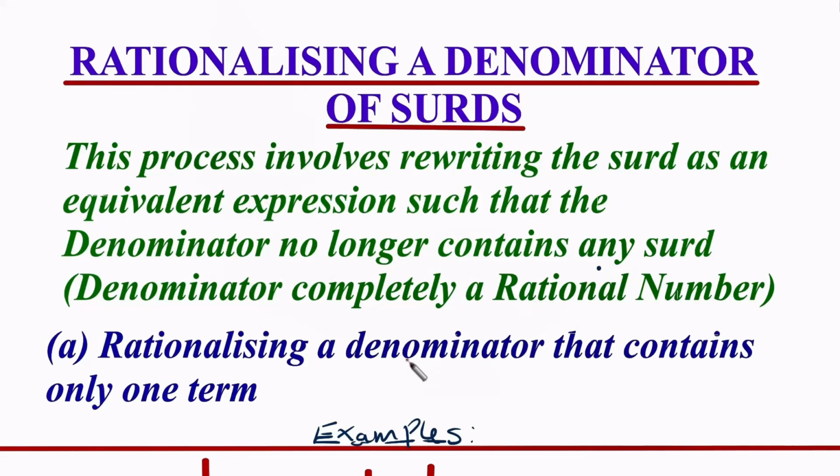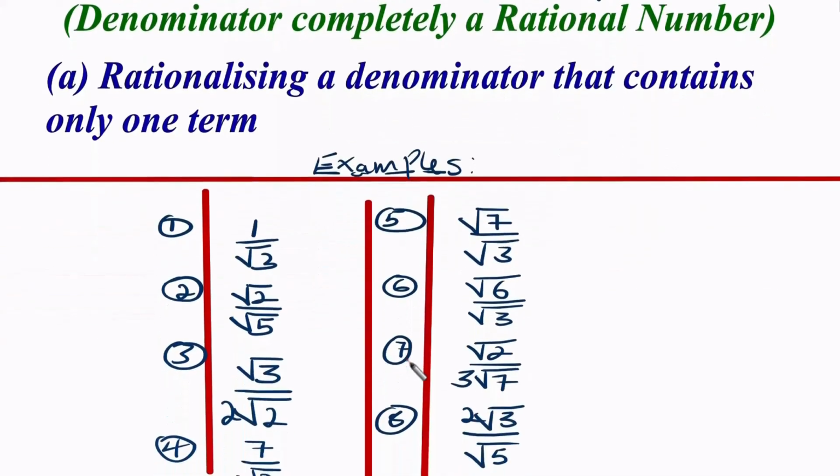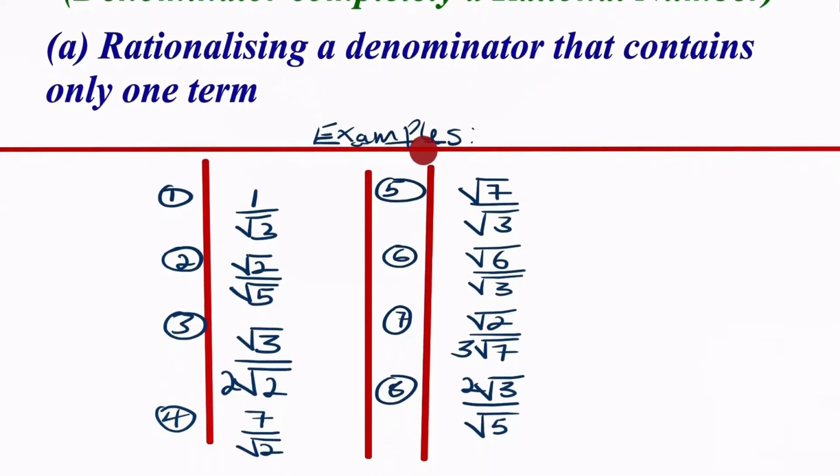We have part A. We are going to talk of rationalizing a denominator that contains only one term. As you can see below, we have our examples, from number 1 to number 8. As usual, I'm going to take you through the odd numbers. That means we are going to go through number 1, number 3, number 5, and then number 7. The rest are yours to try out. So when you get time, try them out and drop the answers in the comment section.